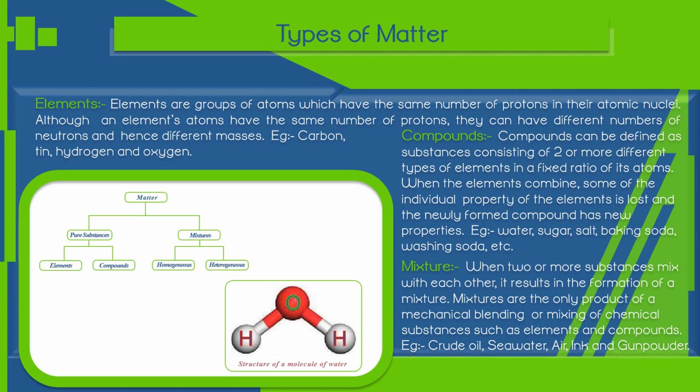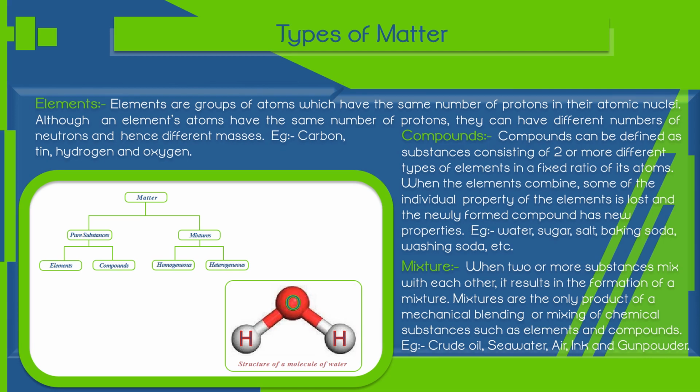The classification of matter includes elements, compounds and mixtures. Broadly, we say that matter is classified into 2 forms, that is pure substance and mixture. And pure substance is again classified into element and compound, and similarly mixture is also classified into 2, that is homogeneous mixture and heterogeneous mixture.